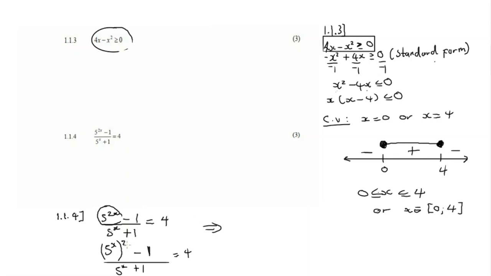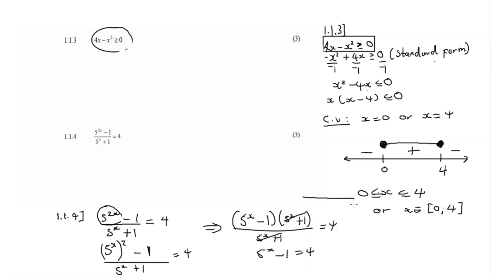So I'm putting the 2 outside so that we can see that this is actually a squared value, and a difference between two squared values is actually what? A difference between two squares. So I'm going to write this as 5 exponent x minus 1. I'm simplifying the difference between two squares as such, over 5x plus 1 equal to 4. So this cancels this, so we are left with 5 exponent x minus 1 equal to 4.